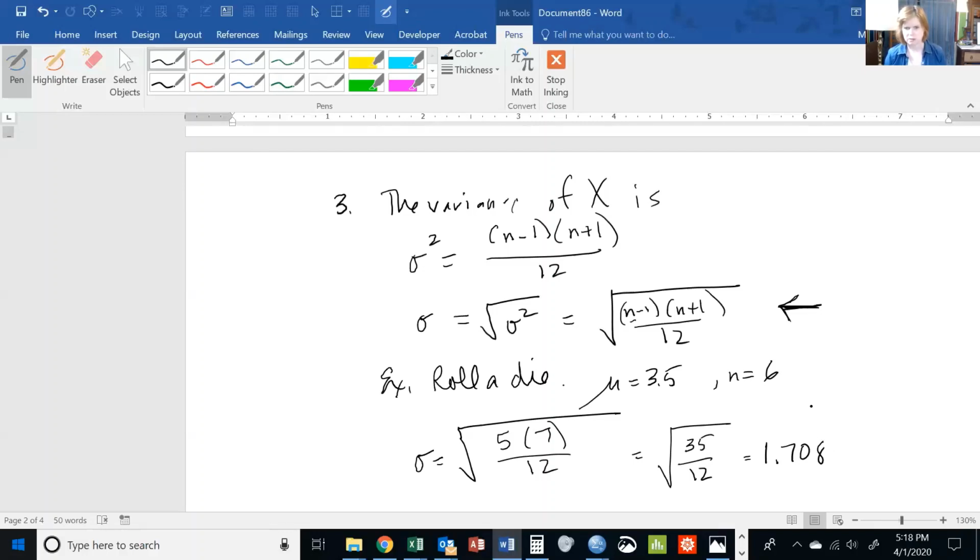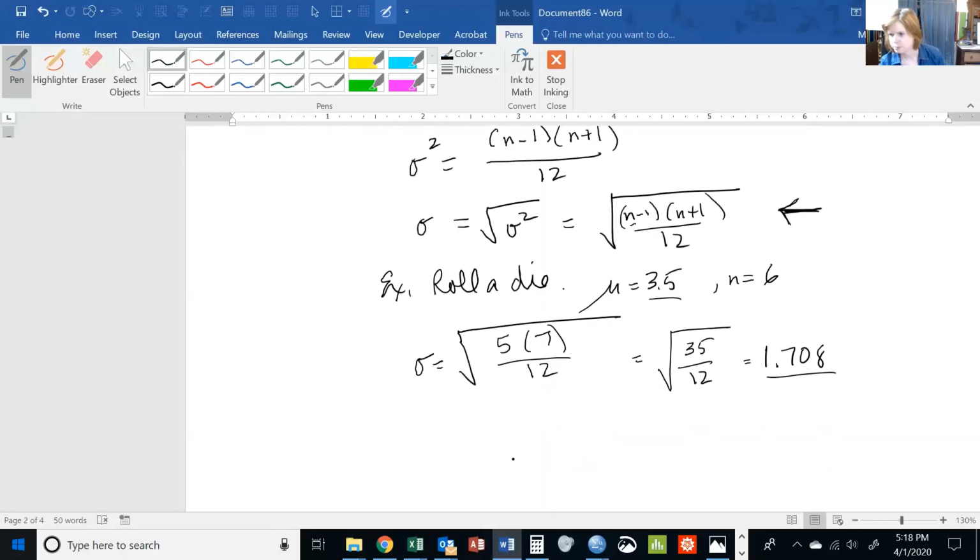Right, and that's the standard deviation. Okay. So the average roll is 3.5. The spread of the roll is around 1.7. I'll measure spread. All right, so I'm going to call this rule number 4.